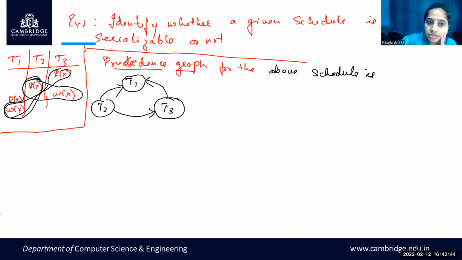Is that clear? Now check for T3. T3 to T1 I have. We have already done T3 to T1, right? We have done it, so we don't have any other. Now come for T1. Operation one by one, whichever the operation.